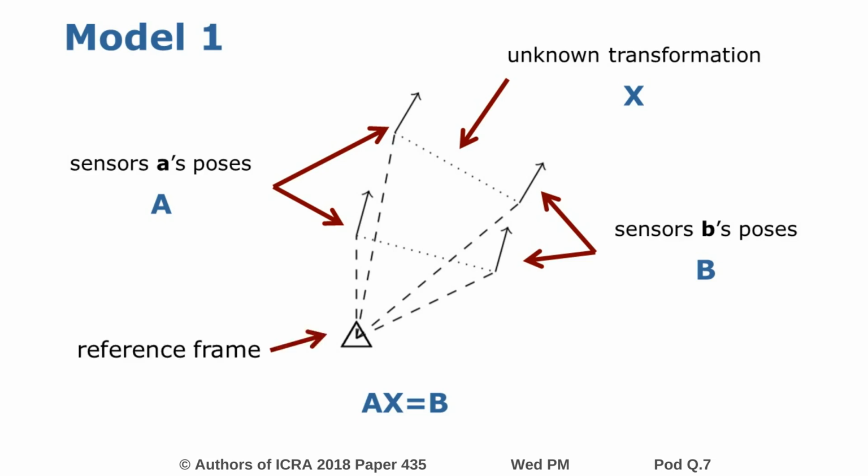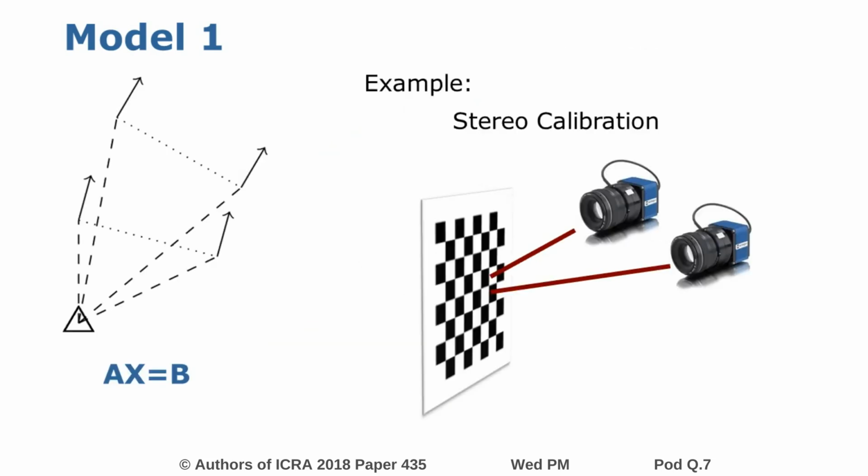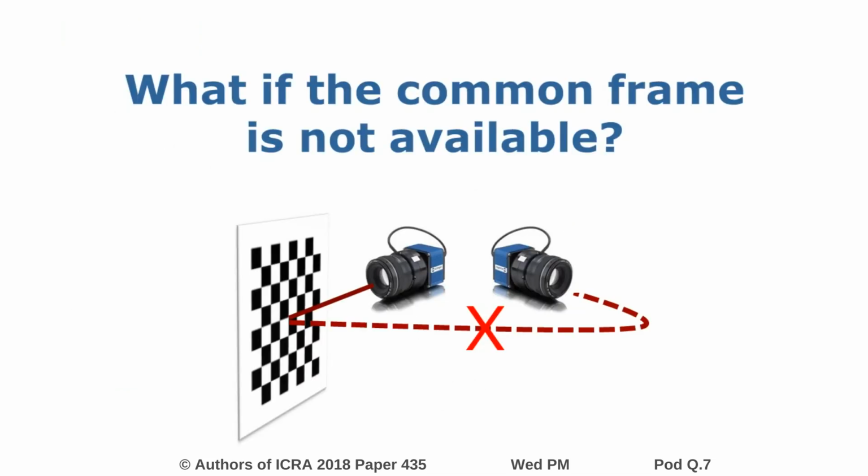This is easy and straightforward in this model, all because there is a reference frame common to both sensors. A typical example for this model is regular stereo camera calibration, where both cameras look at a checkerboard, and that checkerboard provided us a common reference frame. But sometimes it is difficult and even impossible to set up a common frame. For example, what if the 2 cameras share no overlapping fields of view?